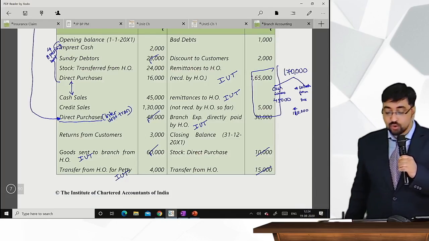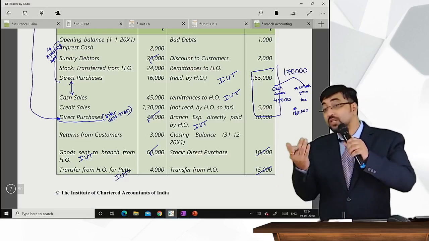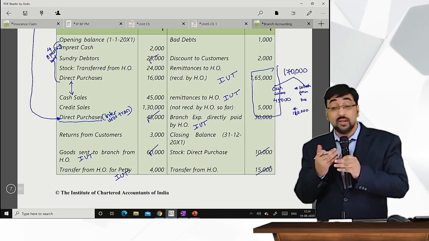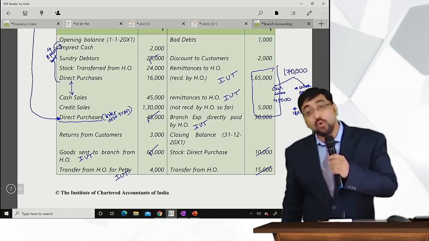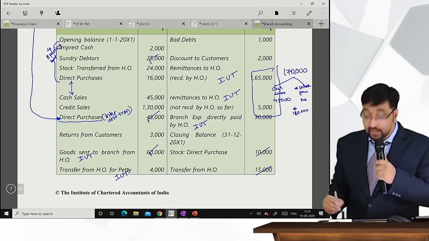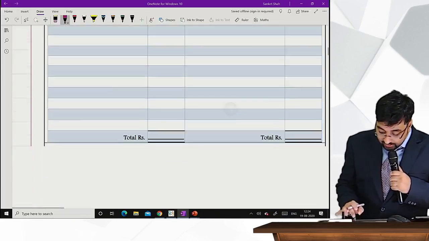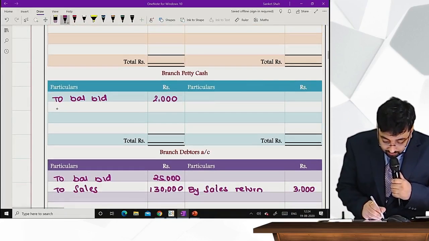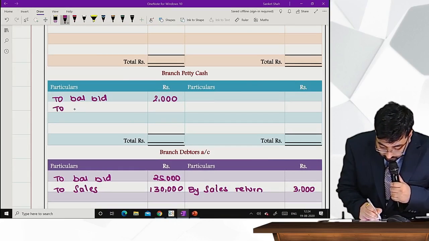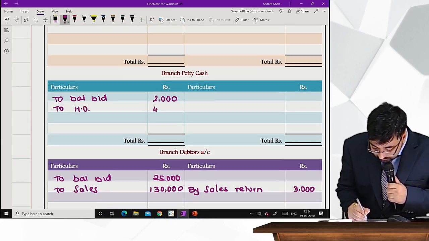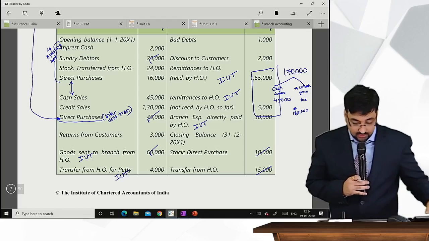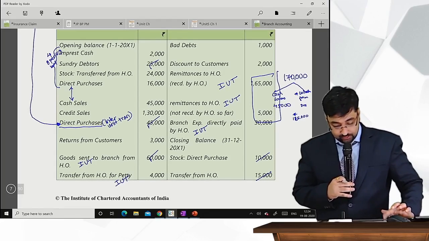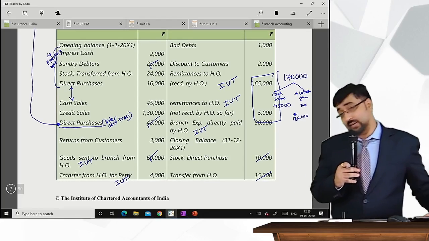Transfer from HO for petty cash. Now petty cash comes in for the branch. We are thinking from the branch view. So petty cash account debit to HO is a creditor, and petty cash comes in. Therefore petty cash account we will give debit, to HO account, this is amounting rupees 4,000. It's very easy. 4,000.